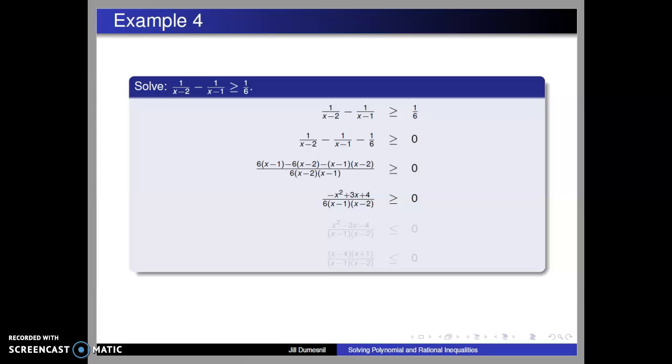We can clean up both of these by multiplying both sides of the inequality by negative 6. Of course, when we multiply by a negative, we have to reverse the inequality sign, and then we also distribute the negative in the numerator. Now we can factor the quadratic in the numerator, and we have an equivalent but solvable problem.